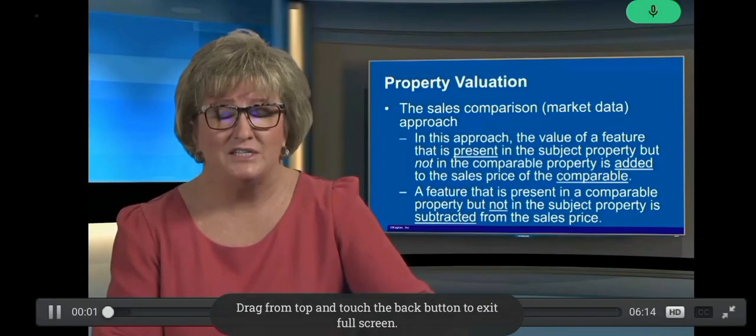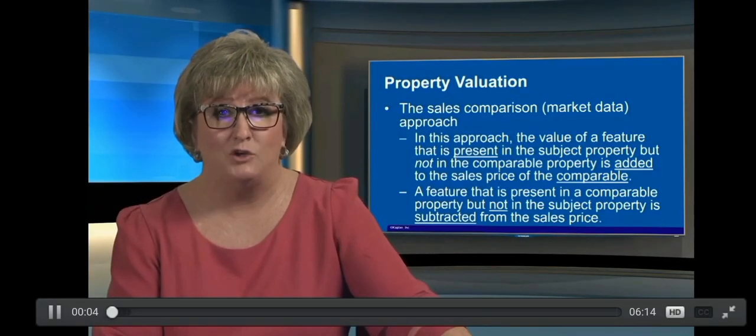Some things that you need to keep in mind with regard to property valuation calculations. With the sales comparison approach or market data approach to value, the value of a feature that is present in the subject property but not in the comparable property is added to the sales price of the comparable. A feature that is present in the comparable but not in the subject property is subtracted from the sales price.